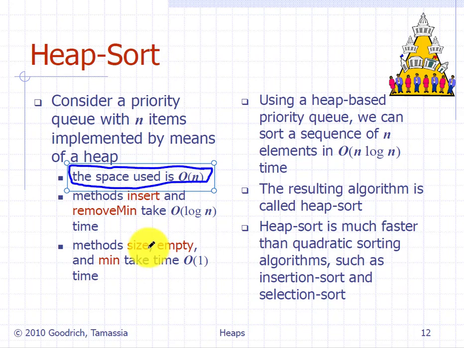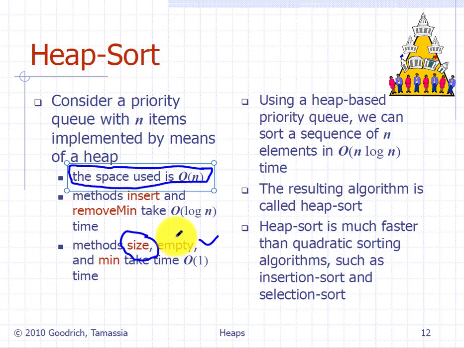The method size, to check the size of the heap, is O(1), because we can just keep a counter. As we insert items in, we update our counter +1, and as we remove items, we decrement the counter -1.